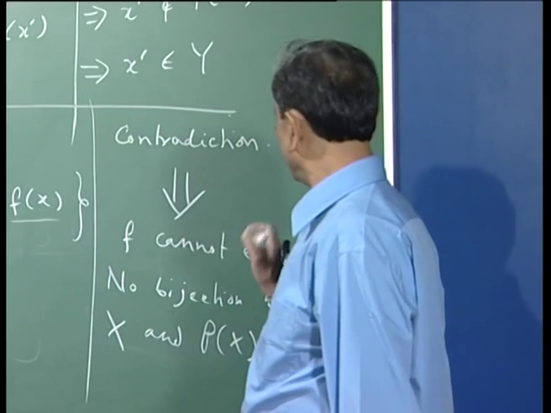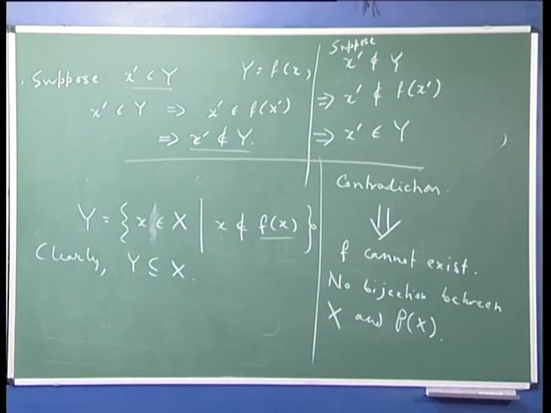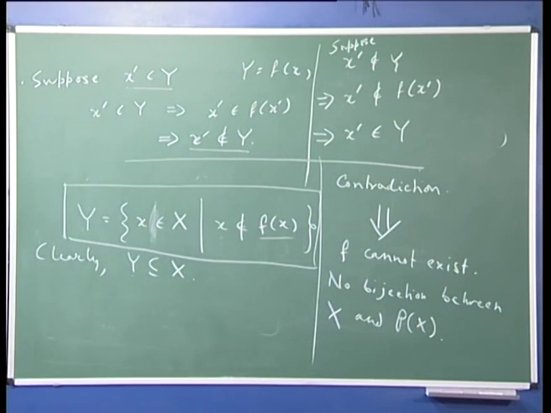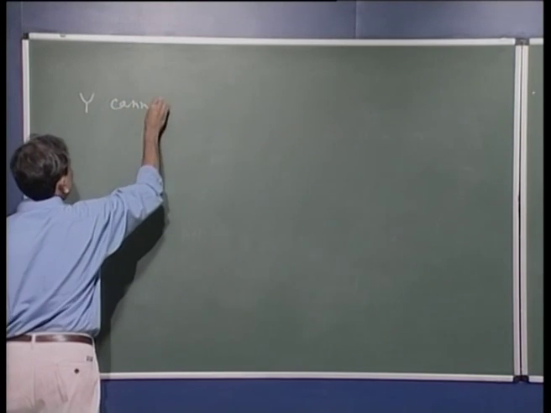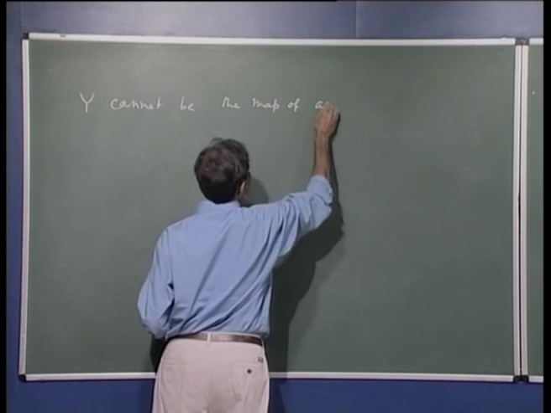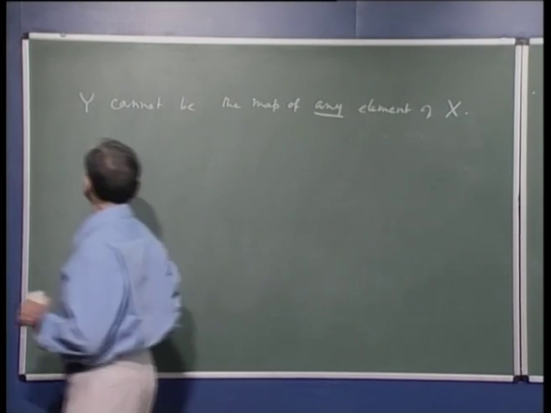All right. If you see what is really happening in this proof, the crux of the proof is in the definition that we made for Y. This definition made sure that Y cannot be the map of any element of X, right? This is what we did.